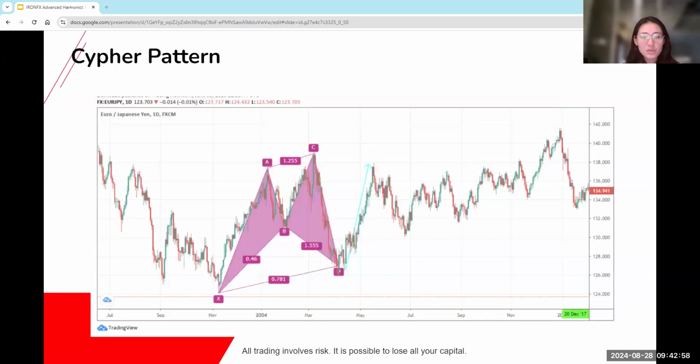Okay, here's an example of your Cypher pattern on an actual chart. So I think if you look at it at one glance, you can't really see what's going on. So you do have to go in and use your Fibonacci retracement tool to label all of the levels, the 78.6 that we mentioned, the 127. But yes, you can see once price reverses off of that D level, then we'll go in for a buy.